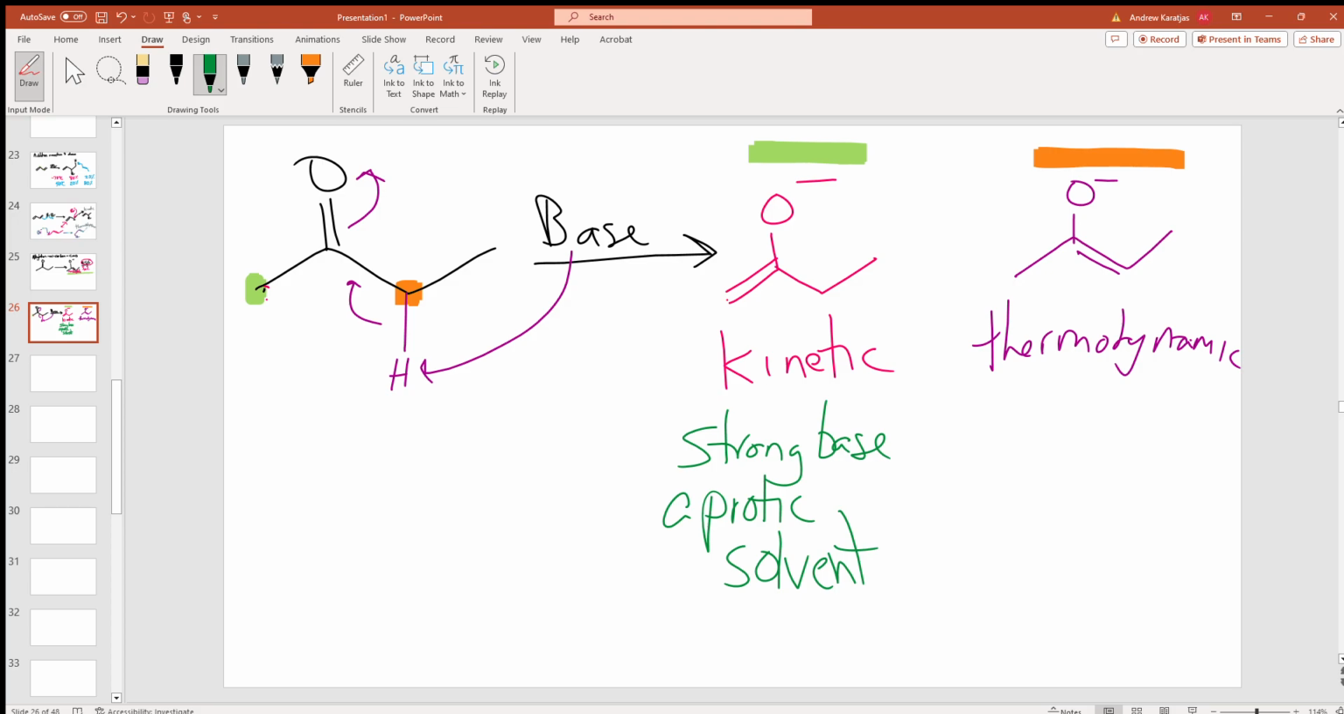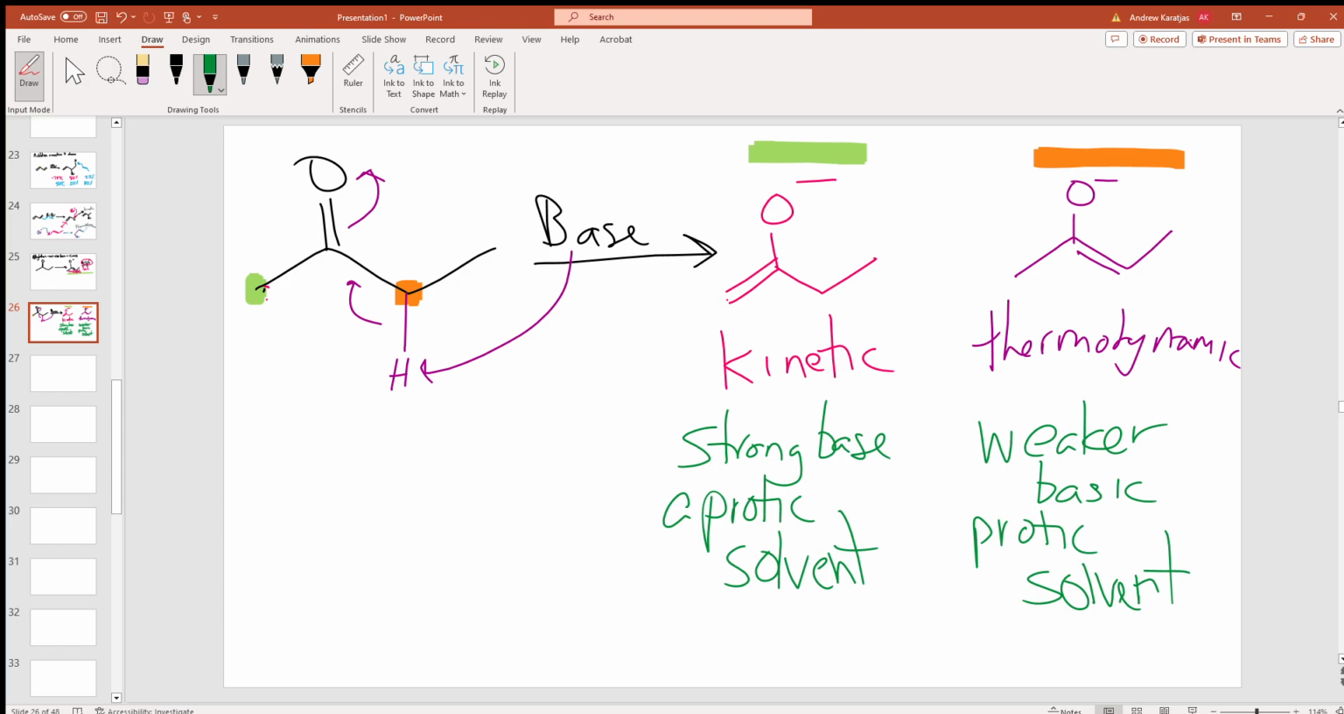If, however, you use a weaker base, and the term weaker is relative here, it still has to be strong enough to remove that alpha hydrogen, but if you use a weaker base and a protic solvent, at that point, the reaction will equilibrate and eventually give you the more stable or thermodynamic enolate.